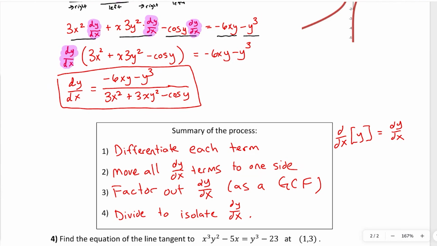Okay. Any questions so far? We got one more example for you.